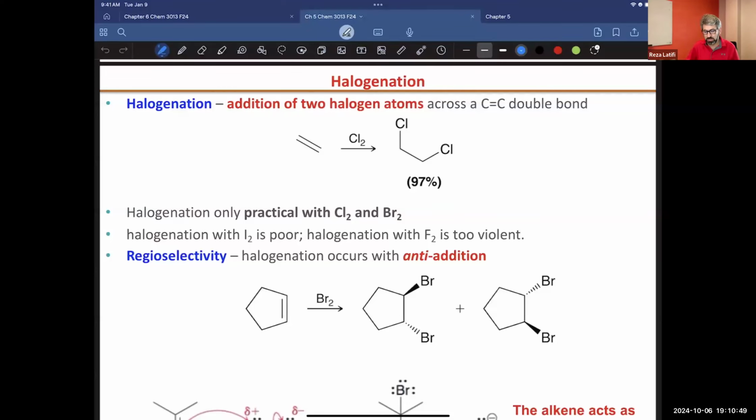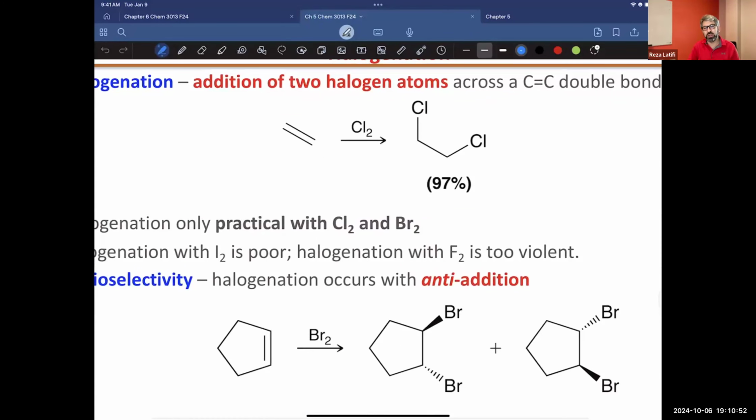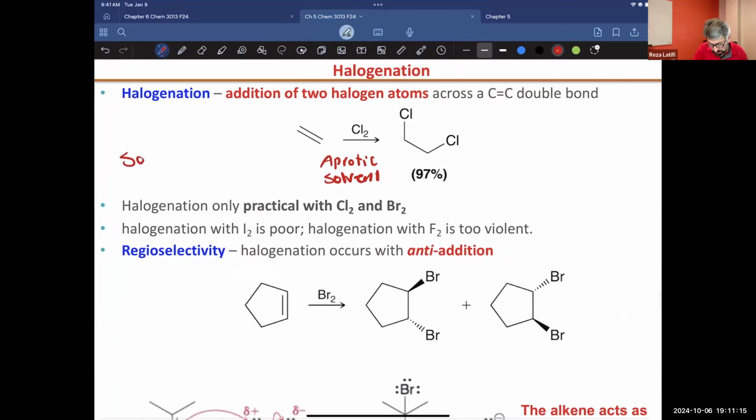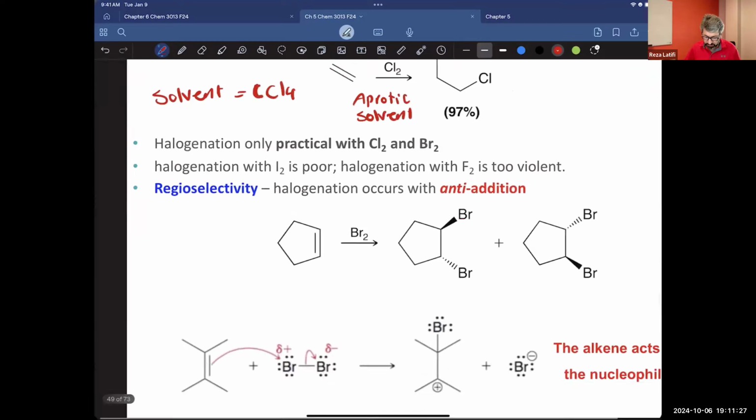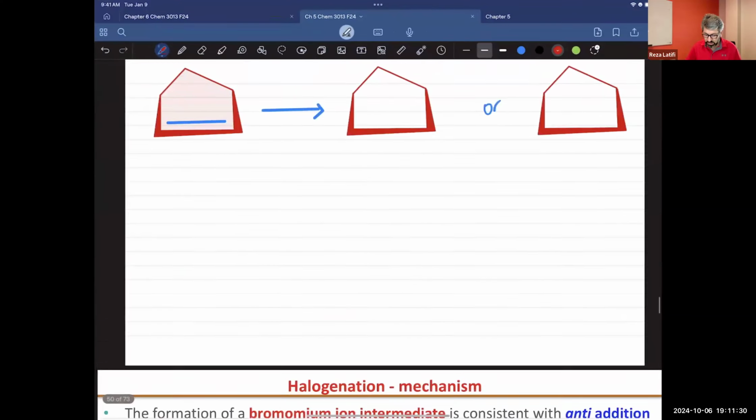That means the condition we use must be aprotic, a solvent that's not capable of donating H. So I go with an aprotic solvent or non-polar one. One of these solvents can be, for example, CCl4, carbon tetrachloride. It is completely non-polar and it doesn't have acidic hydrogen. Okay, let's go after this reaction.